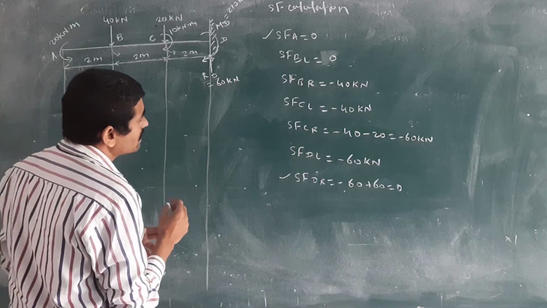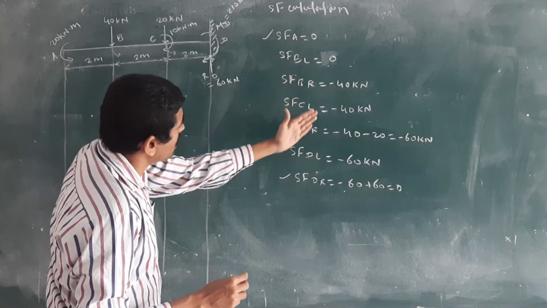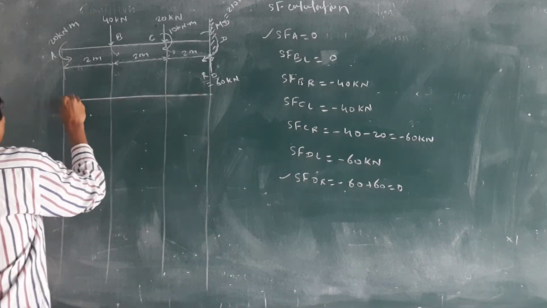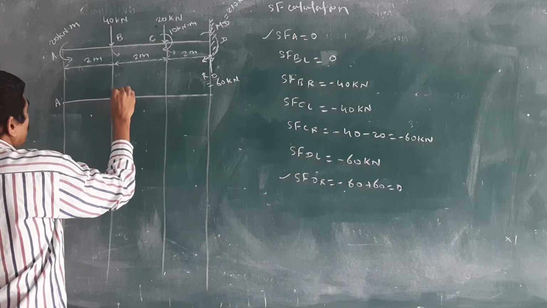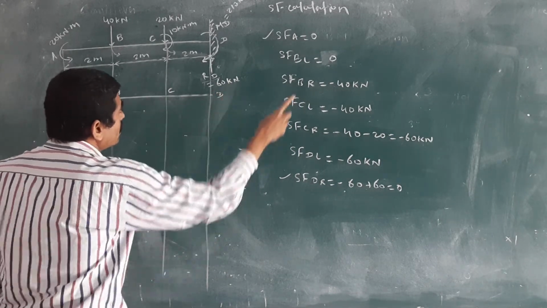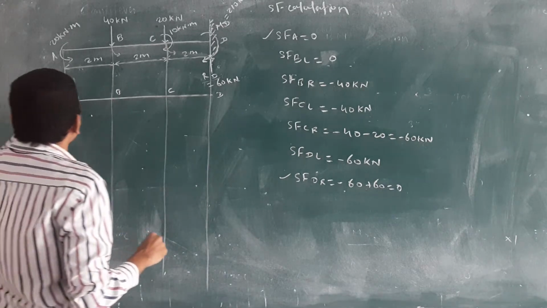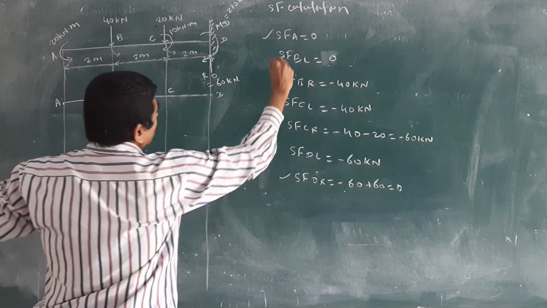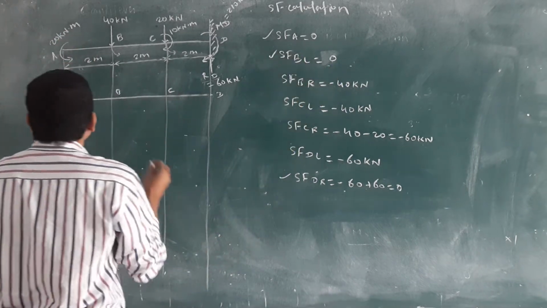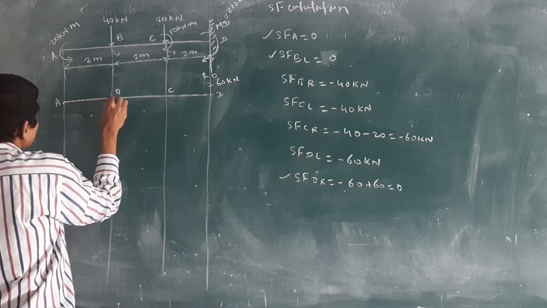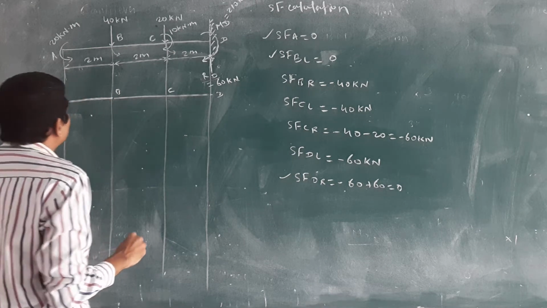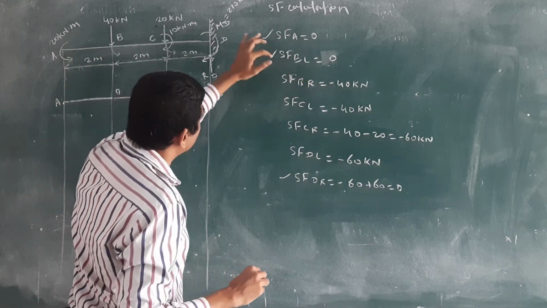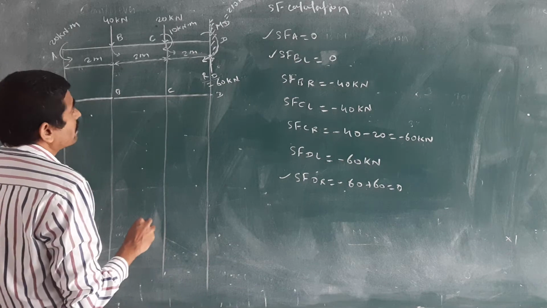Then we will draw the SF diagram. Check, all the values we are getting are negative. That's why I will draw one 0 line at A, B, C and D points. SF at A is 0. Remember that if there is no load and you are getting the value 0, then you should draw a horizontal line, which means there is no load. In the SFD, remember that if there is no load, then you have to travel on the 0 line, a straight line.